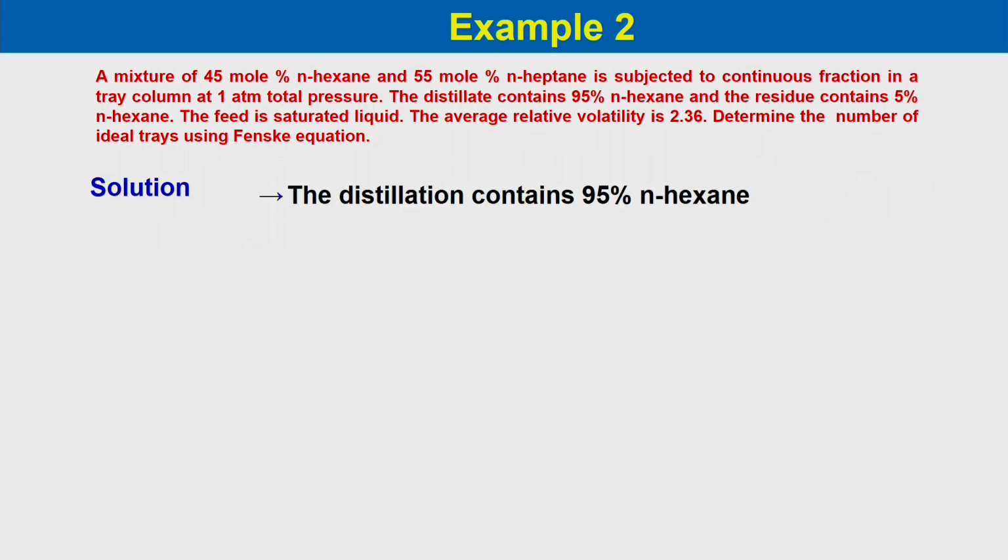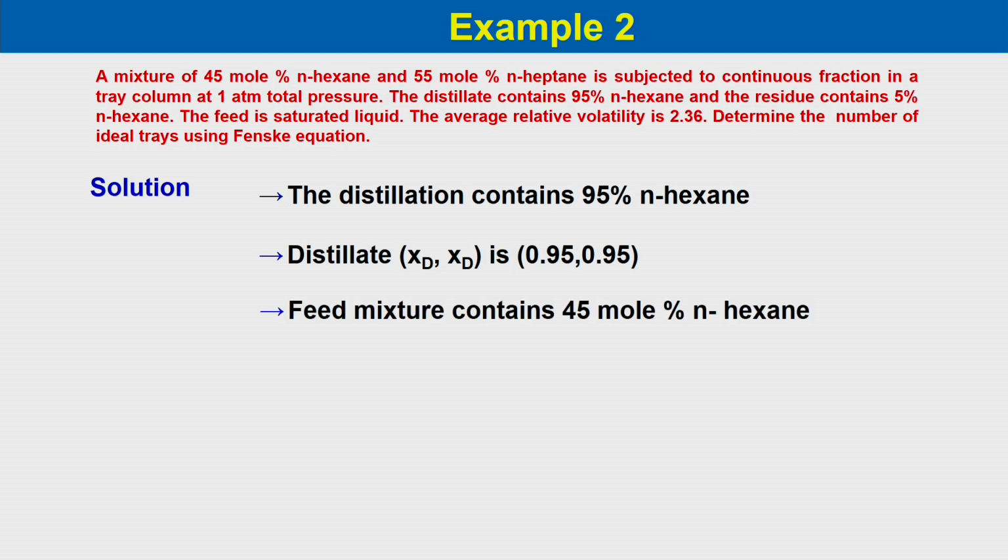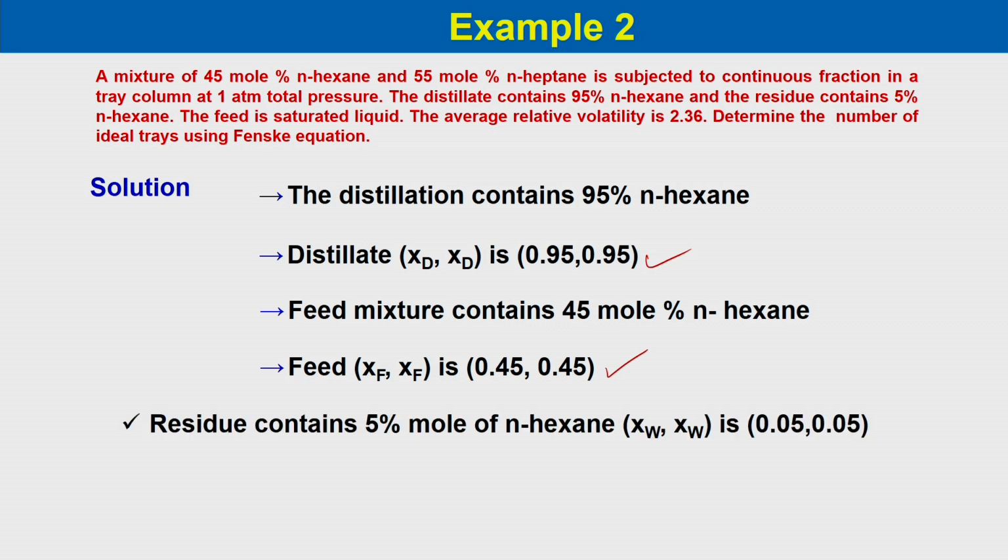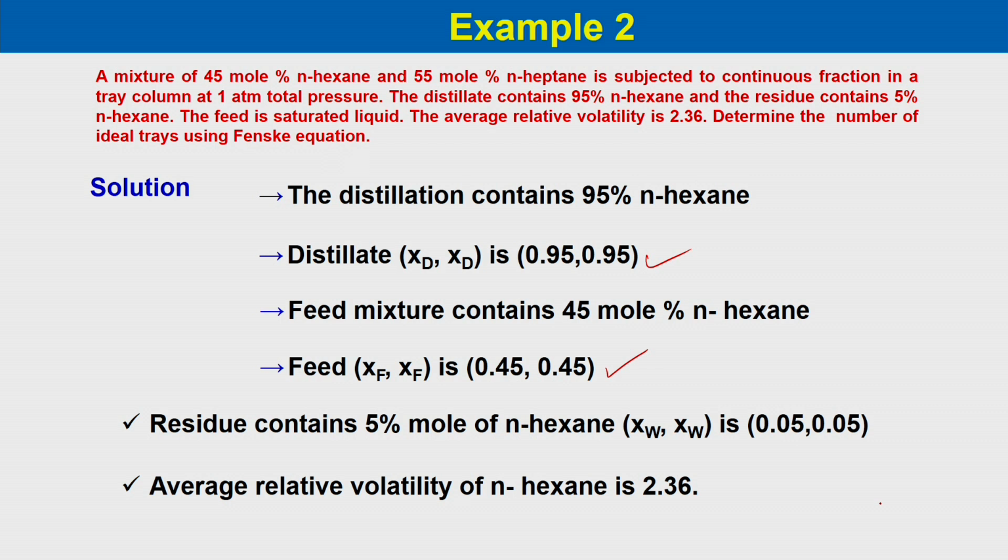The distillate contains 95% of n-hexane. Distillate composition will be x_D, which is 0.95. Feed mixture contains 45 mole percent n-hexane, so the feed point would be at x_F, which is 0.45. These two are known. Residue contains 5 mole percent n-hexane, so x_W is known, that is 0.05. And average relative volatility of n-hexane is given, which is 2.36.